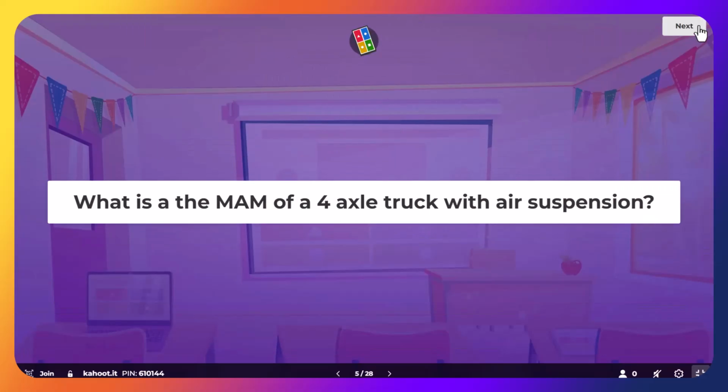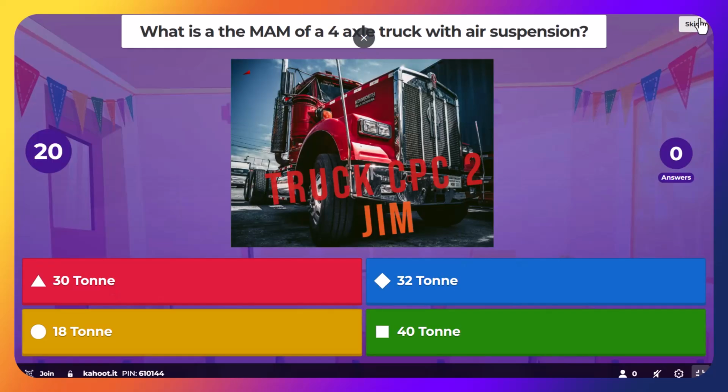What is MAM? Maximum allowable mass of a 4-axle. Now what a lot of people do here is they make a mistake and they start off with 1, 2, 3 and 4, but you don't have a 1-axle vehicle. That'd be a unicycle. You start off with a 2-axle, which is 18. Then a 3-axle is 26. And then a 4-axle is 32. 18, 26, 32. 18 plus 8 is 26, plus 6 is 32.